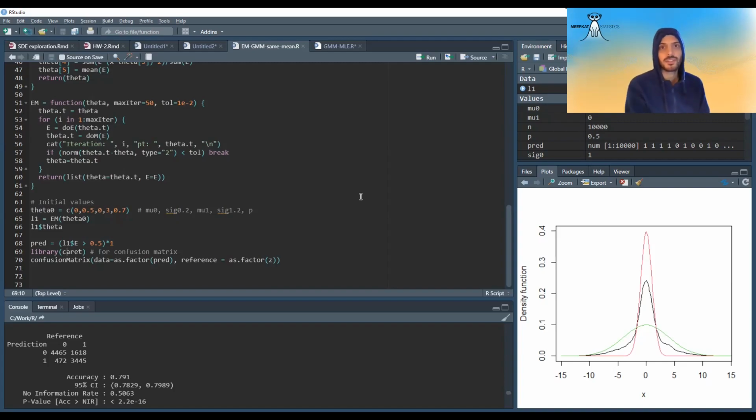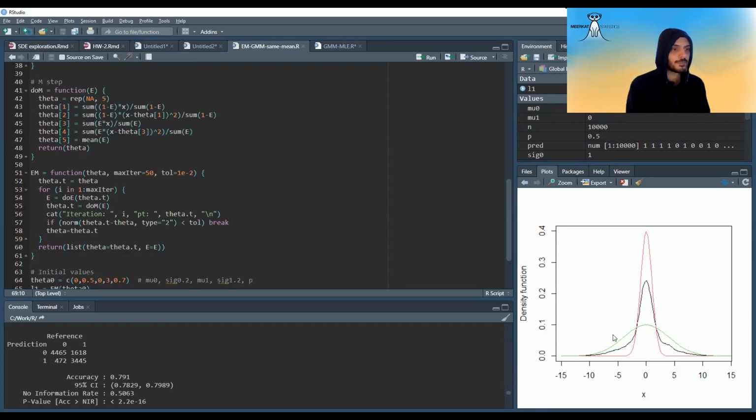Okay, this is all I wanted to show in this example, this cool GMM that has the same mean but different variance.